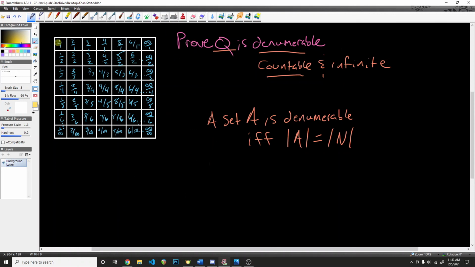And then when we map it to the natural numbers, we just count everything in a snake-like pattern. We go 1, 2, 3, 4, 5, 6, 7, 8, 9, 10, 11, and so forth. That way we make sure that we hit every single number, and if we had an infinite amount of time, we would be able to count all of the rational numbers. And that's basically it. That is the proof that Q is denumerable.